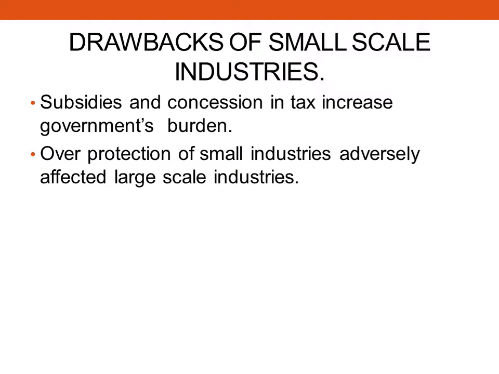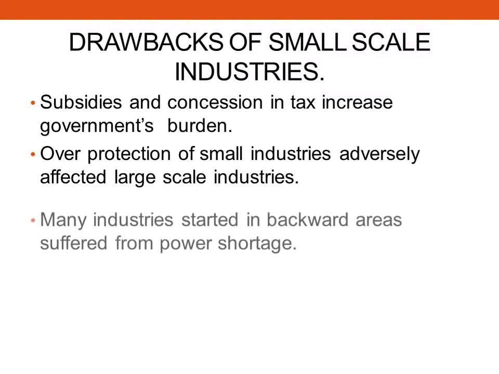Then the second one is overprotection. Overprotection means we are protecting small scale industries using reservations, like reserving the production of many goods for small scale industries, then concessions, etc. So we are overprotecting small scale industries. Actually, this adversely affected large scale industries. The overprotection given to small scale industries badly affected large scale industries.